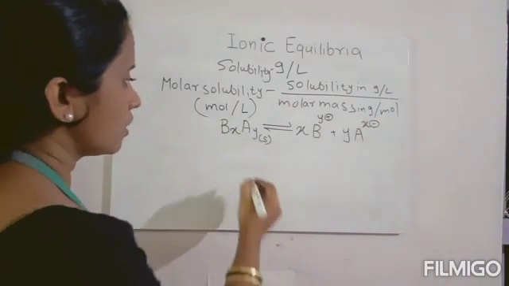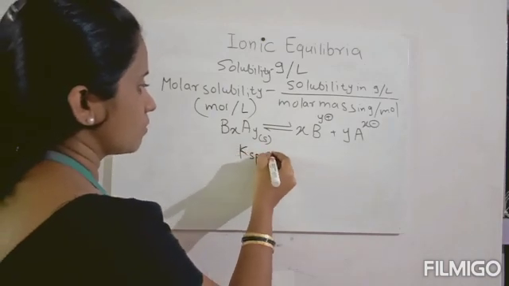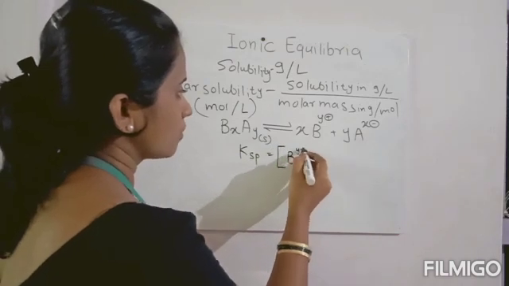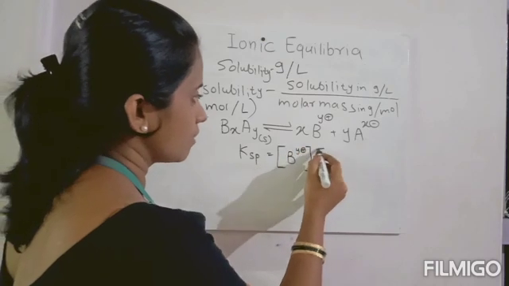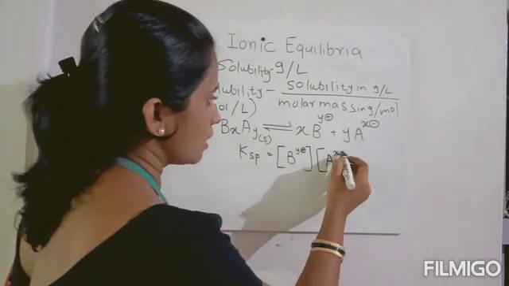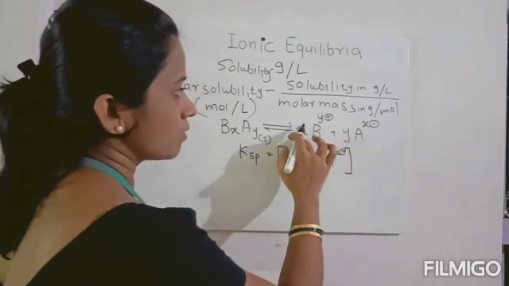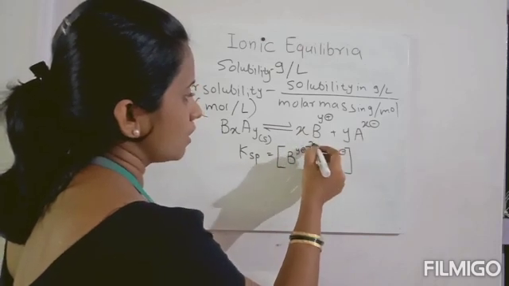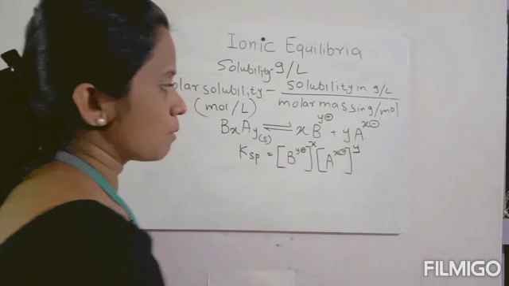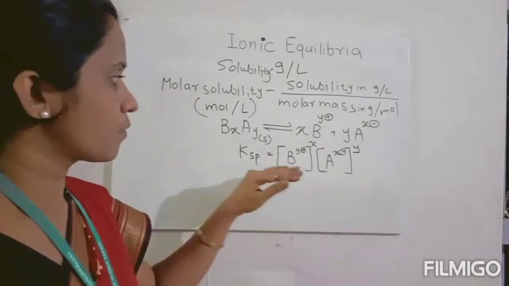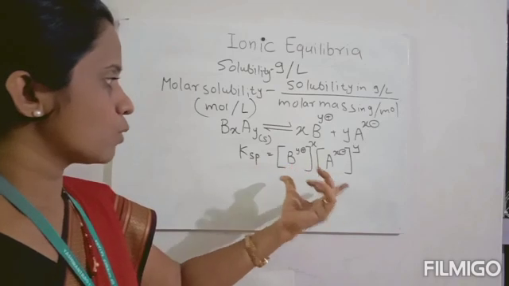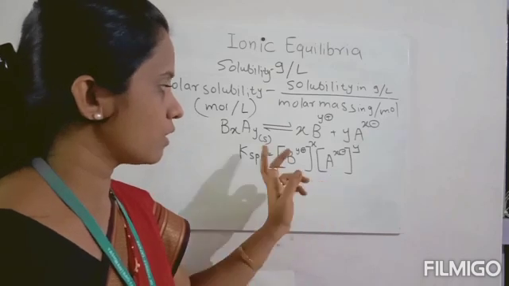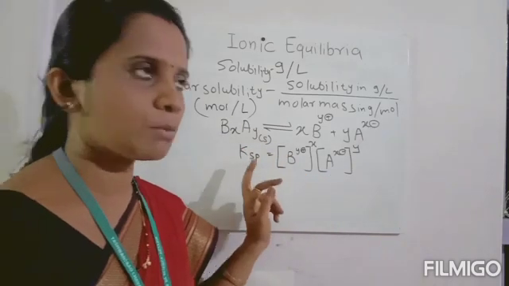So for this, the expression for Ksp is written as what? It is the concentration of constituent ions in a saturated solution raised to their coefficients. That means for this x, and for the second, y. So these are values of constituent ions, and the product of these concentrations will give you the expression for solubility product.